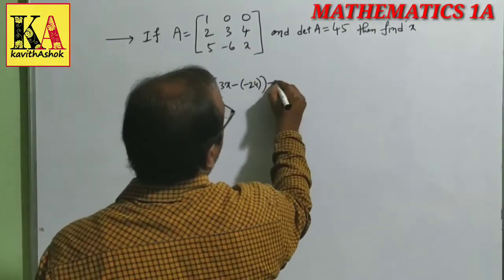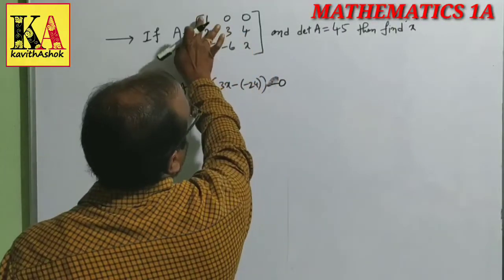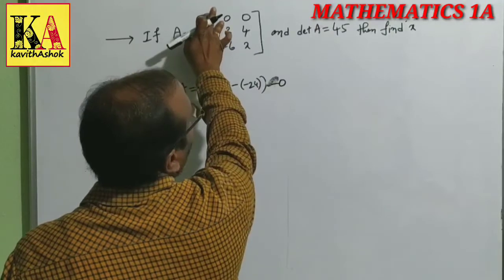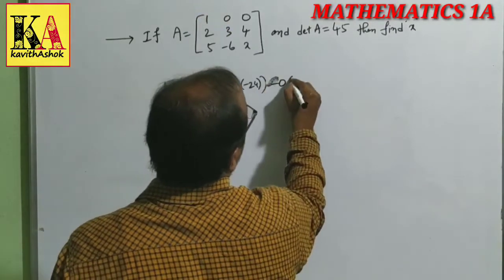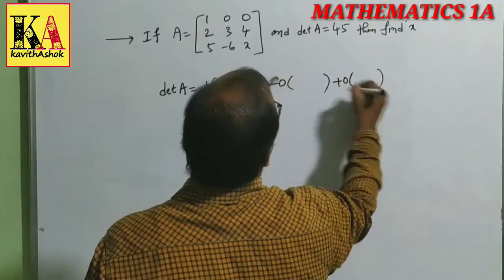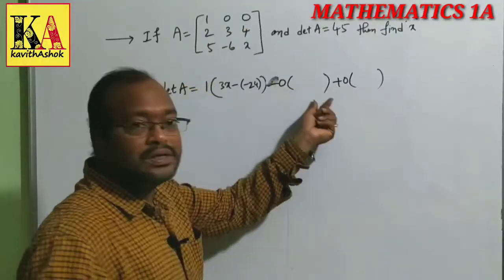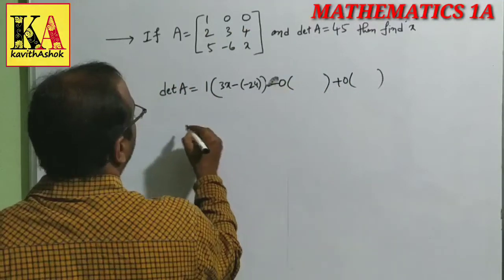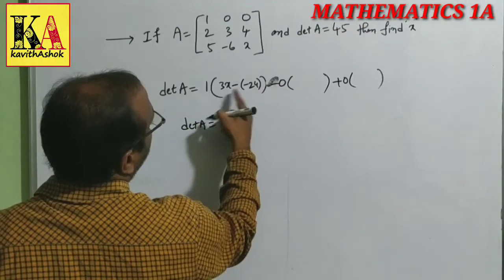Next, minus 0 into something, according to the sign pattern. In this position, the cofactor sign is minus. Minus 0 into something will be 0. Plus 0 into something here, AD minus BC, whatever it may be, 0 into something will become 0. So now det A is equal to 3x minus of minus, plus 24.